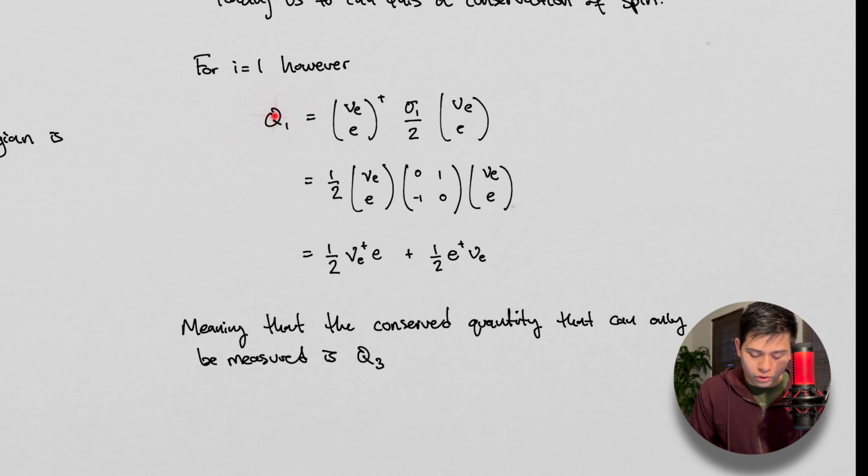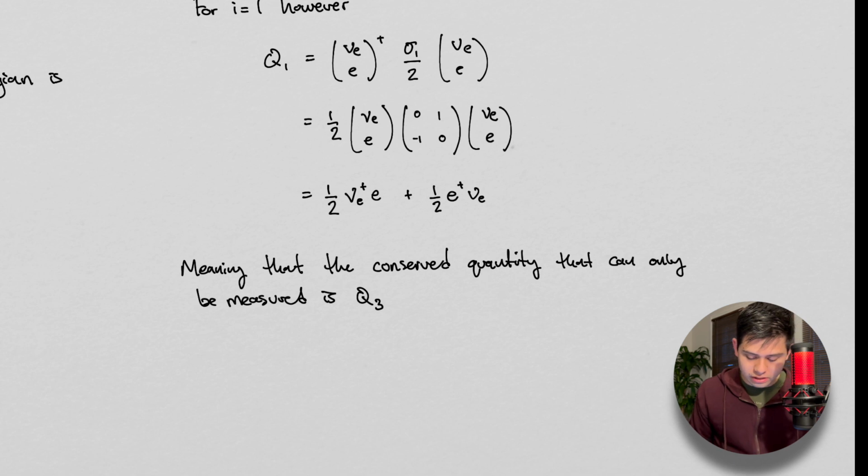So here's our Q1 and here's our sigma 1, right? We're just doing another example. So when we do this, we actually get a mixing of the terms, and since the 2 mix, we can't have distinct eigenvalues for them. Meaning that the conserved quantity can only be measured by Q3, okay, unless we go into a different basis.